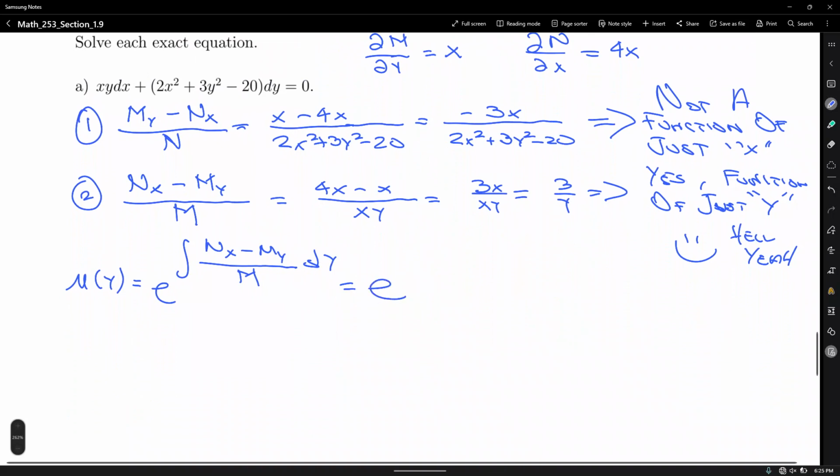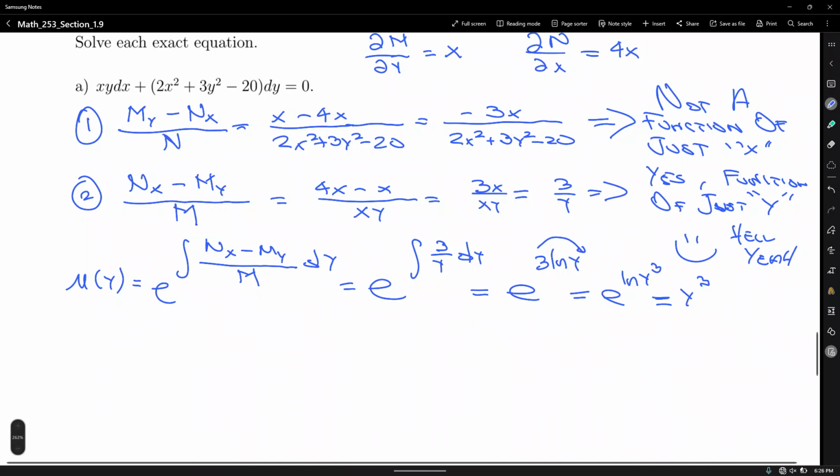All right, so e to the integral of (nx minus my over m), that's actually the integral of 3 over y dy. That's e to the 3 ln of y. But again, the coefficient goes into the exponent: e to the ln of y cubed, which is y cubed. Now this is the integrating factor. That's the quantity we're going to multiply the original equation by to turn it into an exact equation. All right?